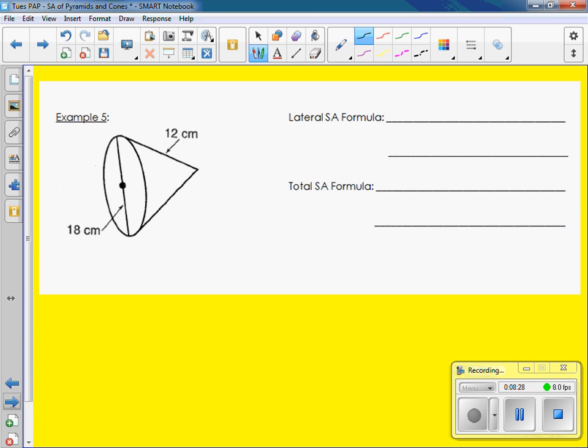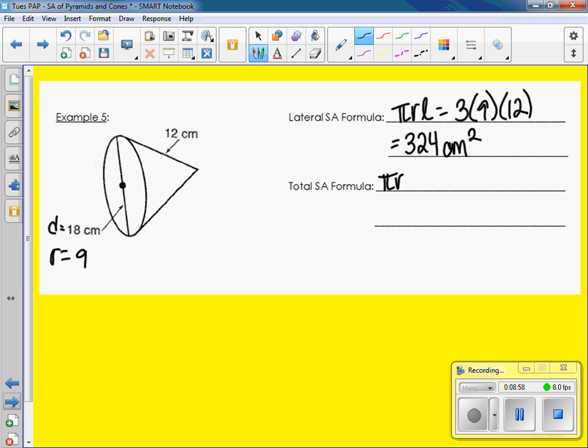Okay. Now on this one, notice it's giving me my diameter. I don't want my diameter, so I'm going to halve it and get my radius. Again, the lateral surface area formula is pi r L. So I'm going to use 3 times my radius, which is 9, times the slant height, 12. 3 times 9 times 12, I'm just going to use a calculator to speed this up a little bit, is 324.